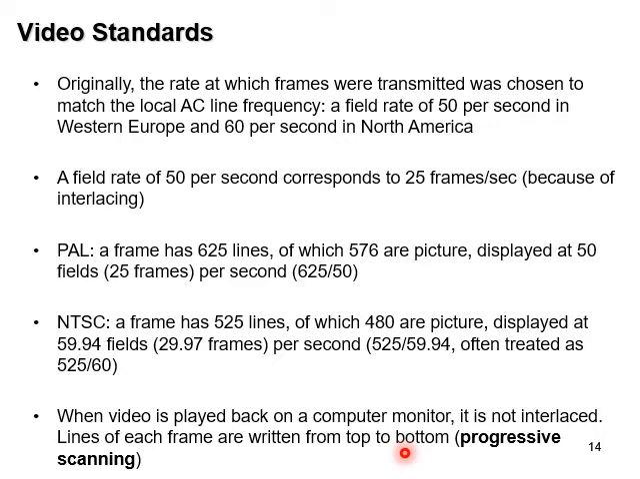Okay. So progressive scanning is just the normal drawing at every time moment. You're drawing the whole frame, while the interlacing is 50-50. Okay.